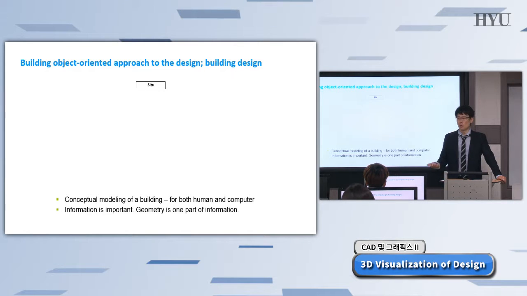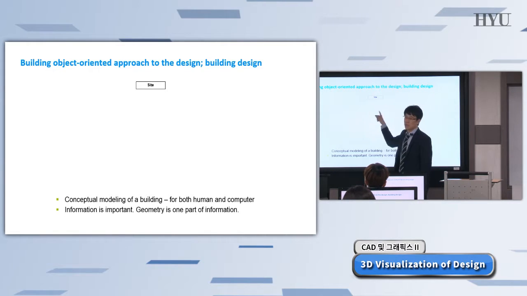Simply recall what you are doing in your design studio work, okay? In your design studio, you are designing some commercial space, for example, how to approach your design. I believe this is very similar to your approach, okay? Let's take a look at this representation, building object-oriented approach.